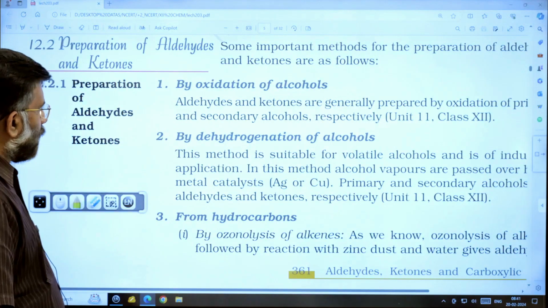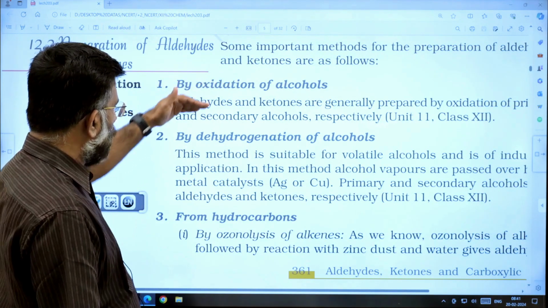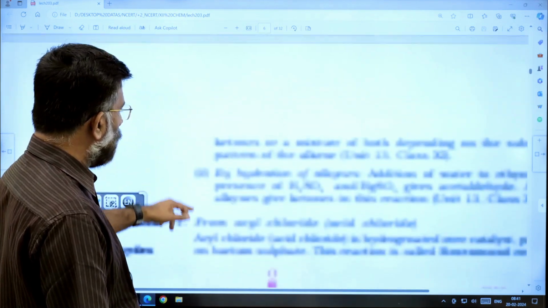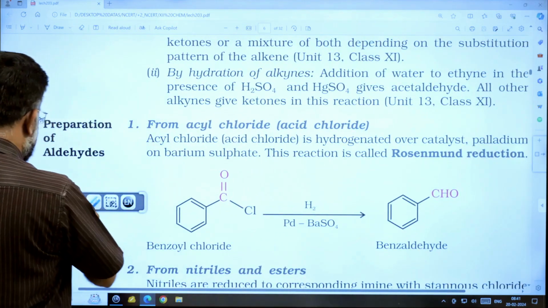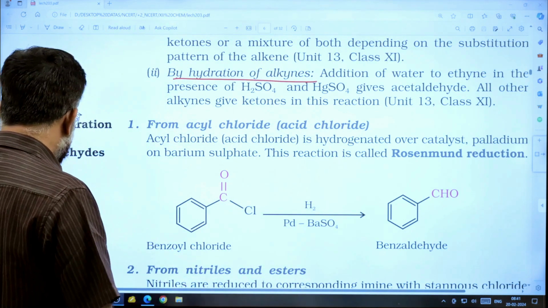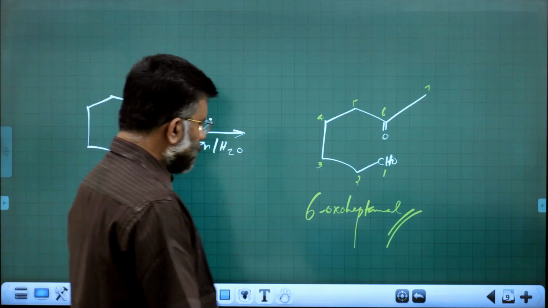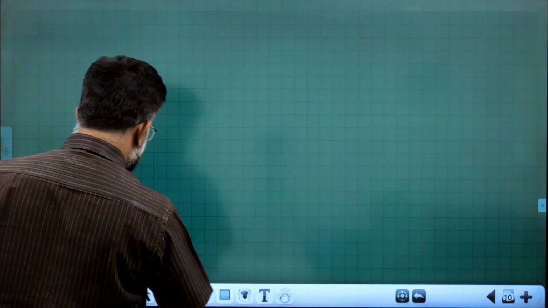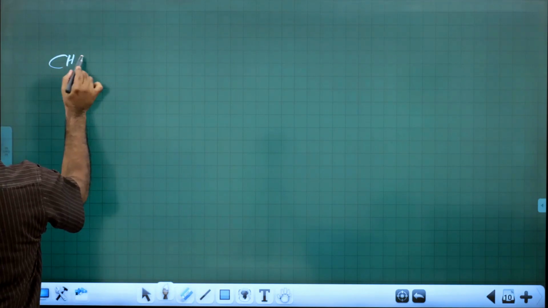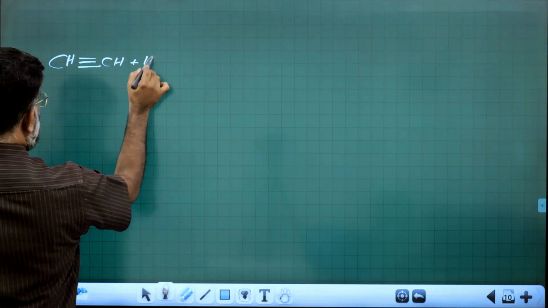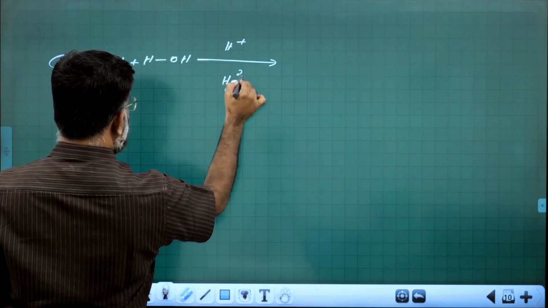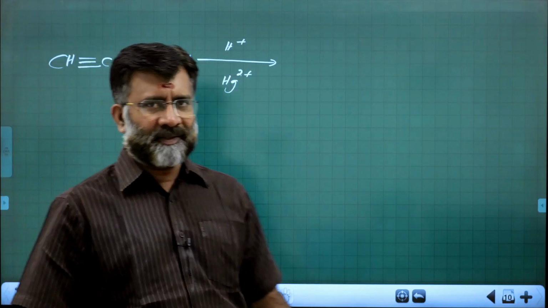So reaction number 1, oxidation of alcohol, reaction number 2, dehydrogenation of alcohol, reaction number 3, ozonolysis, and now it is hydration of alkynes. Alkynes undergoing hydration. What is the procedure involved? That also was learned in the 11th standard topic, hydration of alkyne. If you take ethyne, for example, when treated with water in acid medium along with the mercuric salt. What is the purpose of the mercuric salt?